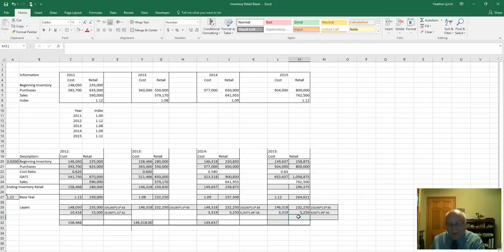And then we see how much more do we need. So we have equal 264 minus 232,250 minus the 5250. So we need another $27,121. So this is going to be $27,121 times 1.12 to bring it to current dollars, the current index, times the 0.63, which is our cost ratio. So over here we'd have 27,121.